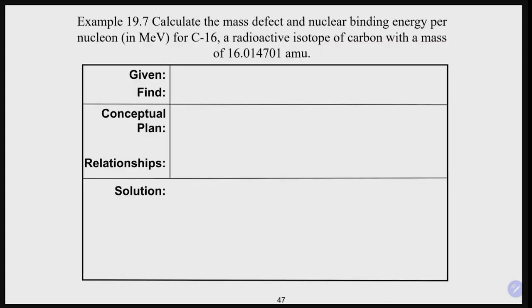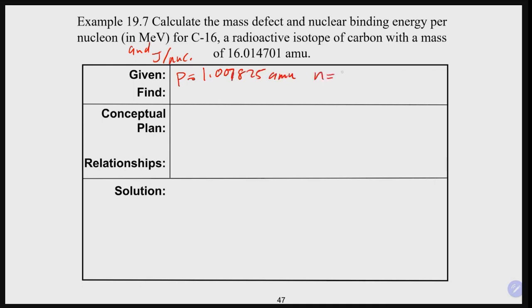All right, so why don't you give one a go here: calculate the mass defect and the nuclear binding energy in mega electron volts per nucleon. Now let's do both, and joules per nucleon. And I'll give you your proton mass is 1.007825 AMU.